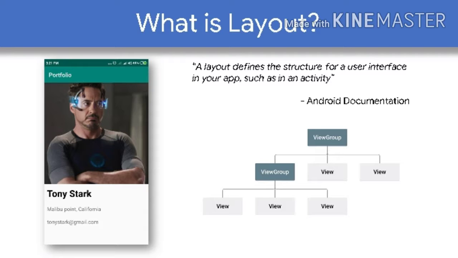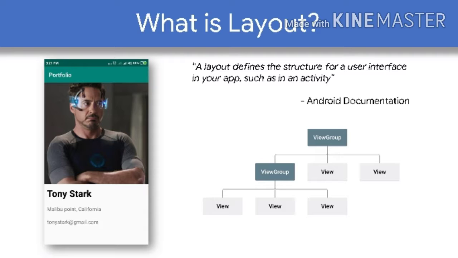So what is a layout in Android? According to the Android documentation, a layout defines the structure of a user interface in your app. As you can see on the left hand side of your screen, there's a screenshot of an application. Basically, this UI is inside a layout, or you can say inside an activity in the app. So an activity displays a layout, which has the views which you can see, such as this image view and then these three text views.